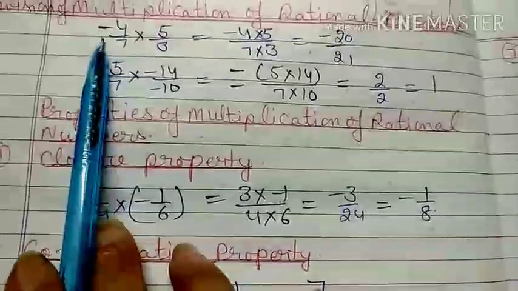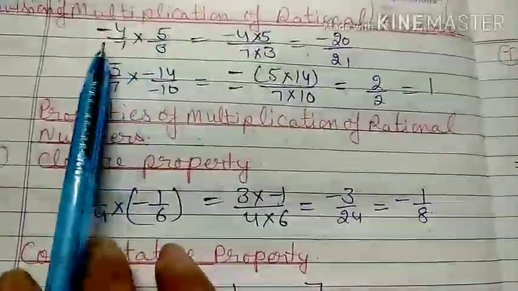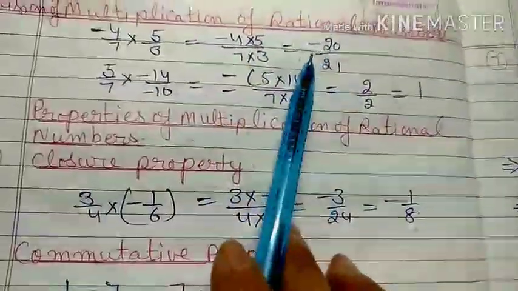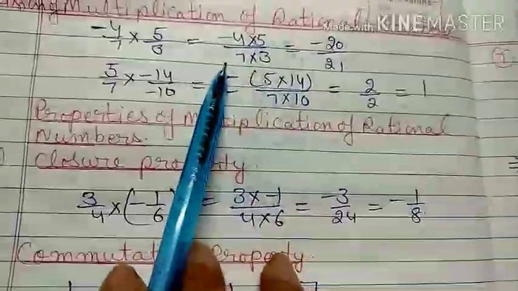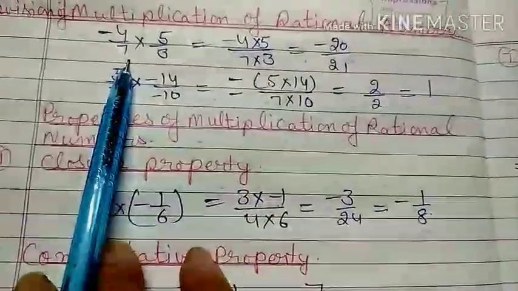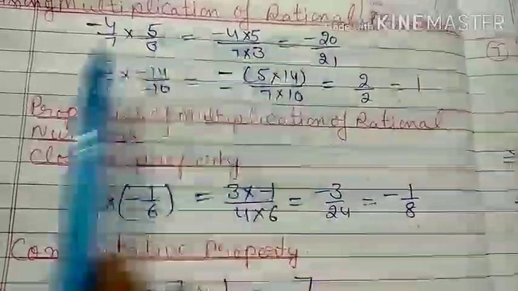Like I have a number minus 4 by 7 into 5 by 3. First you will have to multiply minus 4 multiplied by 5 gives you minus 20. The next denominator, both the rational numbers have denominators 7 and 3. When you multiply 7 into 3 gives you 21.